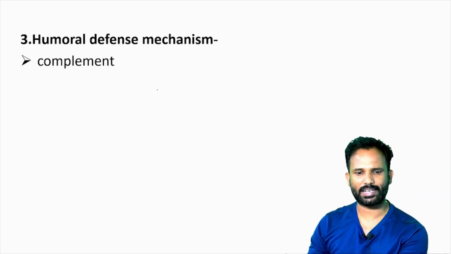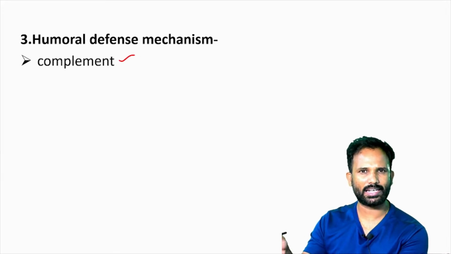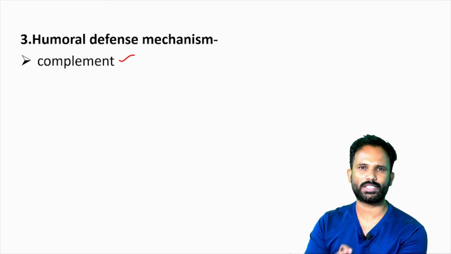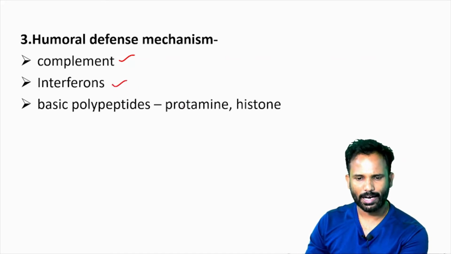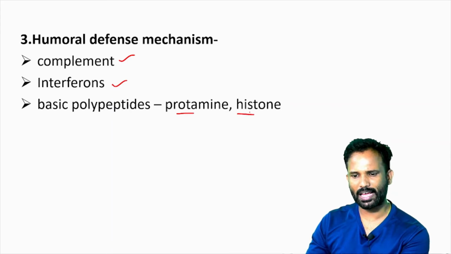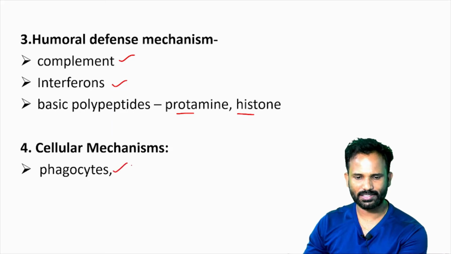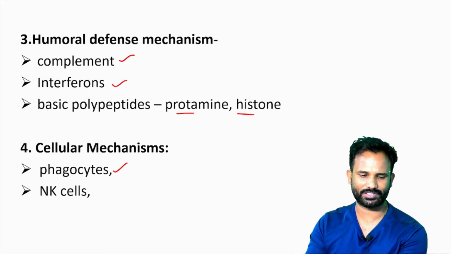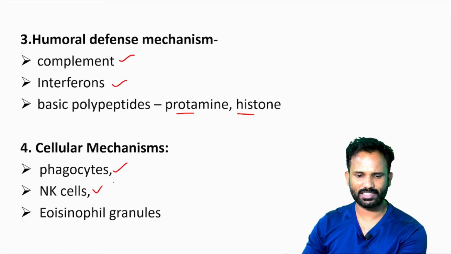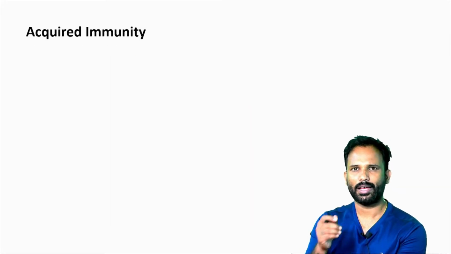Humoral defense mechanisms like the complement system, even the complement system can be activated by antigen antibody complex, it is not specific. And interferons, which are antiviral, and basic polypeptides like protamine and histone. And cellular mechanisms like phagocytes, like neutrophil, it's not specific, anything that comes in the way it eats up, macrophages. And natural killer cells and eosinophilic granules. All these are cellular mechanisms. All these come under innate immunity.